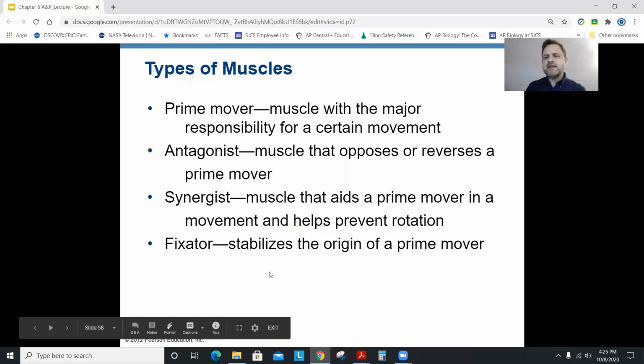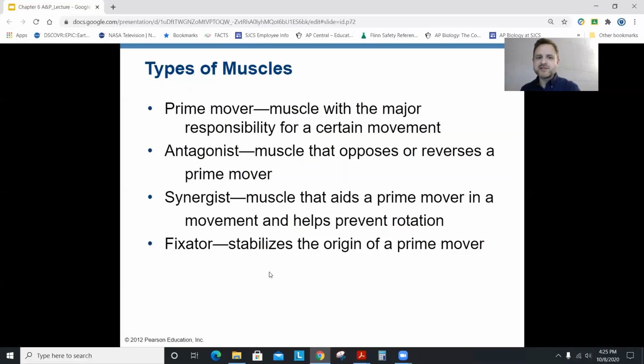So now we're going to get into types of muscles. We discussed this very briefly on the last diagram. So prime mover, antagonist, synergist, and fixator. Muscles do lots of things besides just move. They might stabilize your posture, they can stabilize a joint. Prime movers are muscles that are doing a big movement. If I flex my elbow like that, that's your biceps. Your biceps are definitely prime movers.